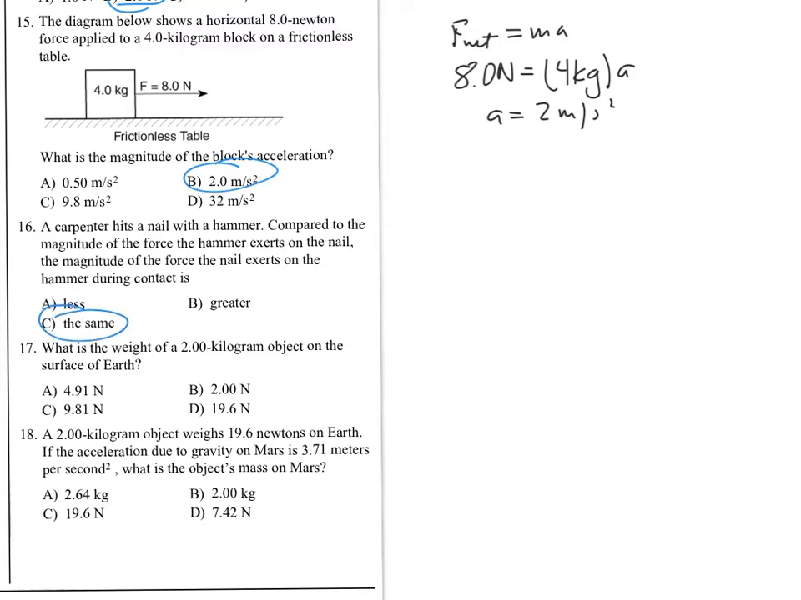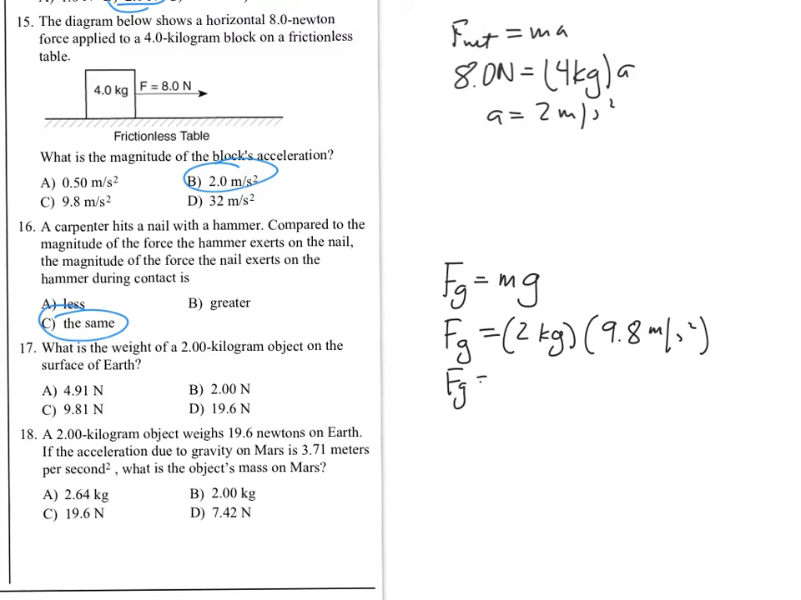Question 17 asks for the weight of a 2 kilogram object on the surface of Earth. So the weight equation we're going to use is Fg, which stands for weight, is equal to mass times g. The weight is what we're looking for. The mass of the object is 2 kilograms. And the value of g on Earth, please note that it's different on different surfaces, is going to be 9.8 meters per second squared, where Fg is going to equal 19.6 newtons. Therefore, the answer is choice D.